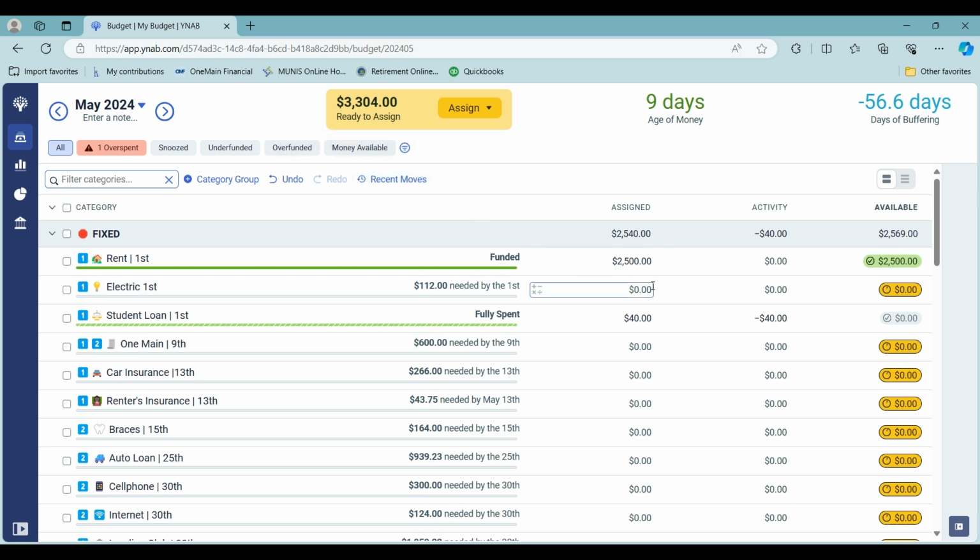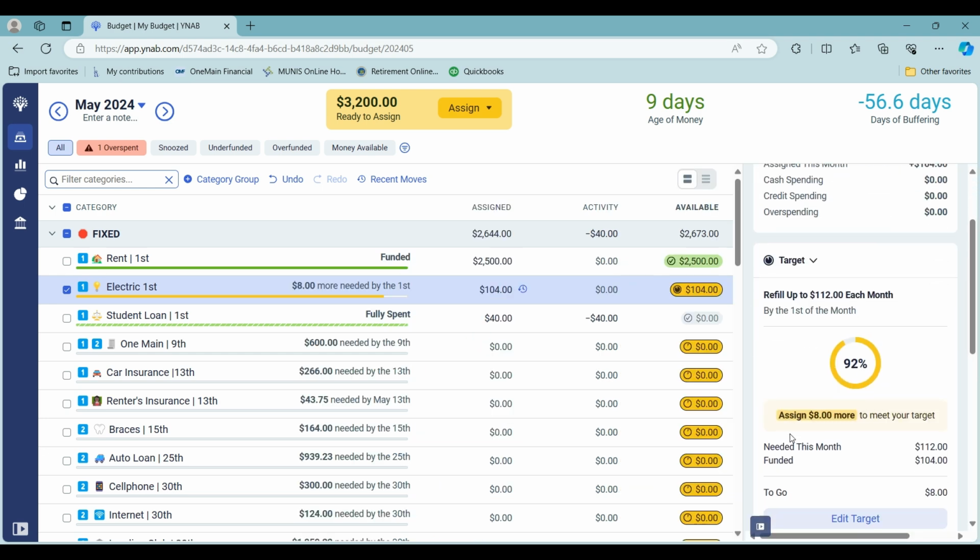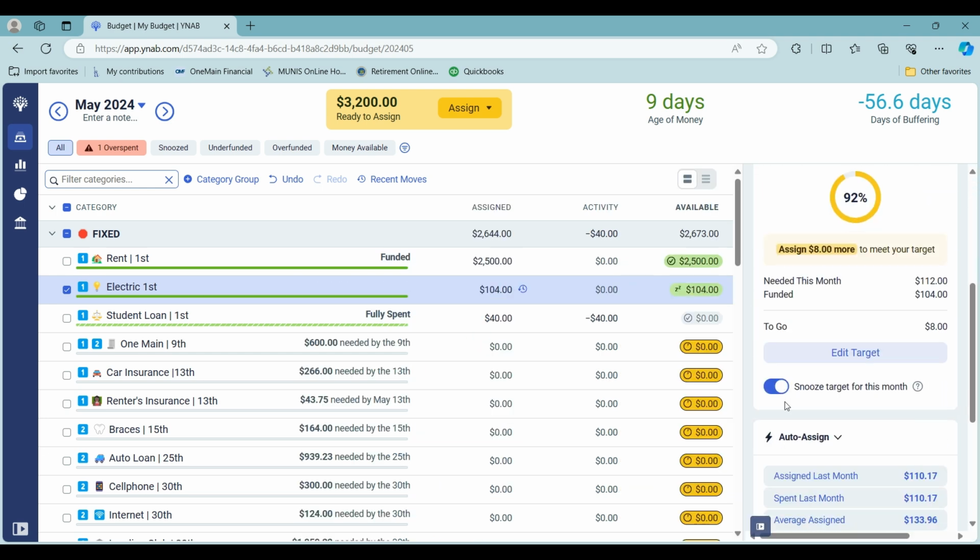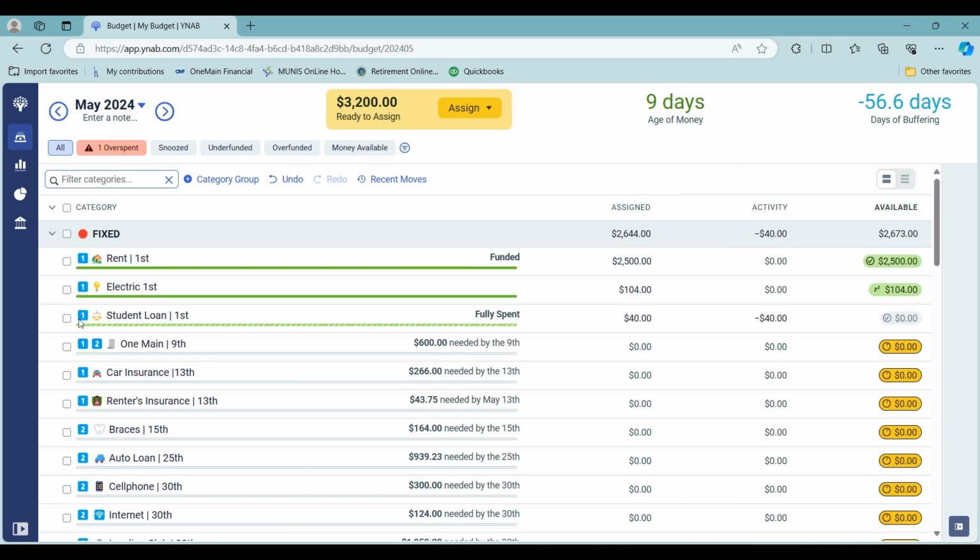Okay, so first up is my electric. My electric is actually $104. It went down, so I did good with the usage. So what I'm going to do is put in 104 there, and I'm going to snooze to target just so it doesn't ask for any more money. All right, next up is my student loan that was already paid. I didn't talk about the rent because the rent was funded with my last paycheck, so we can bypass that one. Next up is One Main.